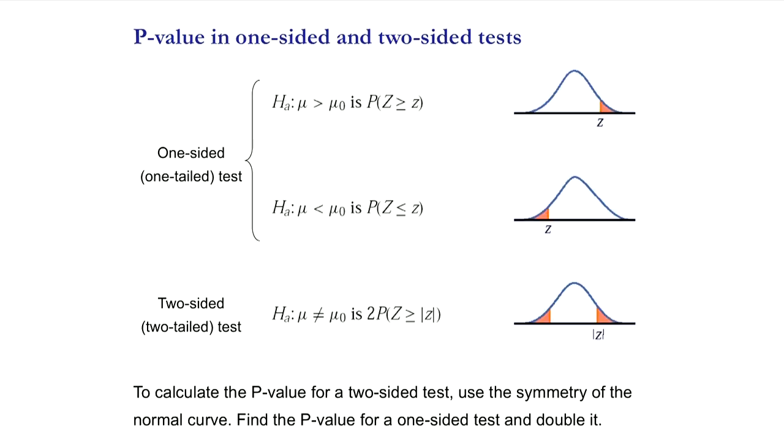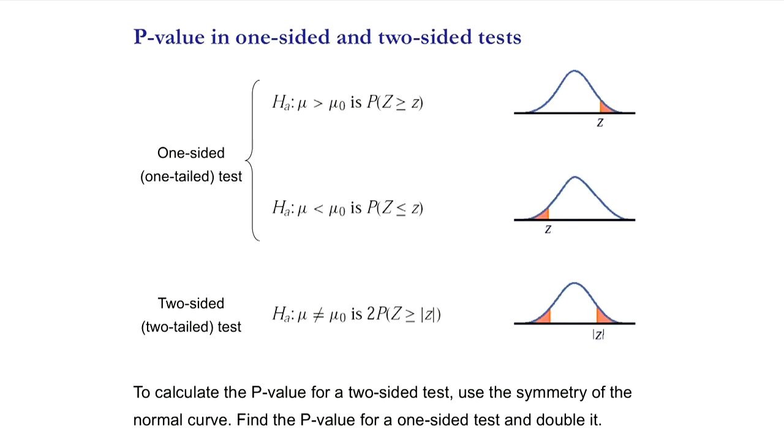If we think that the real population mean, based on our sample, is less than our hypothetical population mean, our null hypothesis, then we're looking at the lower end of our sampling distribution. For a two-tailed test, we utilize the fact that the normal distribution is symmetrical, and we look at the values that are at least as far away from a zero z-score as the z-scores that we calculate.